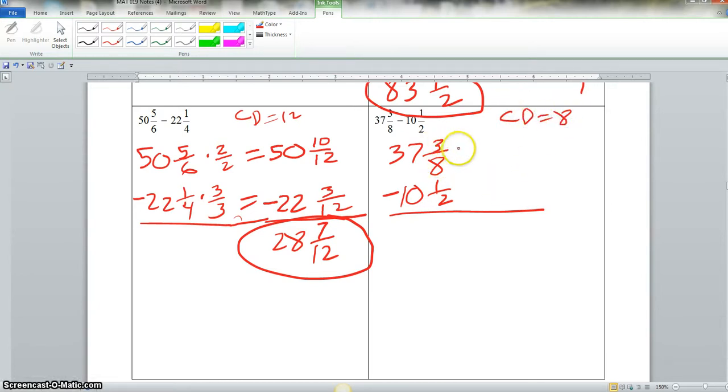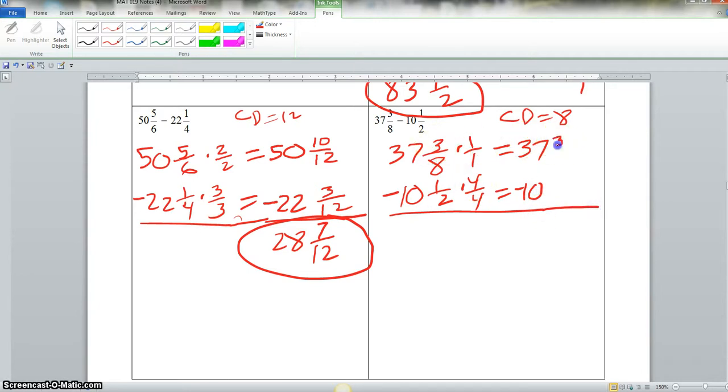So 8 divided by 8 we know is 1, so we'll multiply this numerator and denominator by 1. 8 divided by 2 is 4. We'll multiply this numerator and denominator by 4. So we carry over the whole numbers. And now we multiply the fractions.